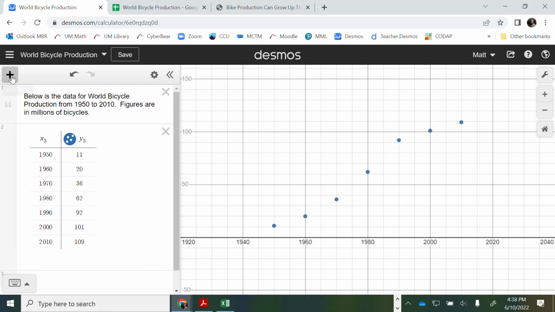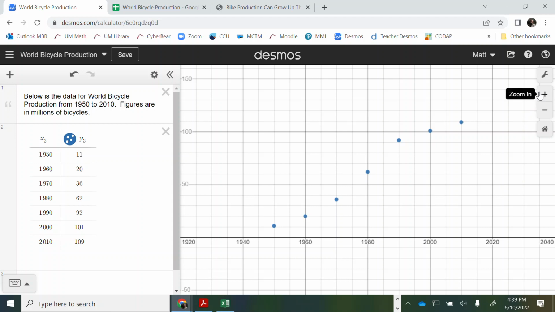And then I added a little note here that says: below is the data for world bicycle production from 1950 to 2010. Figures are in millions of bicycles. So there you can see a graph of this function, bicycle production as a function of year.